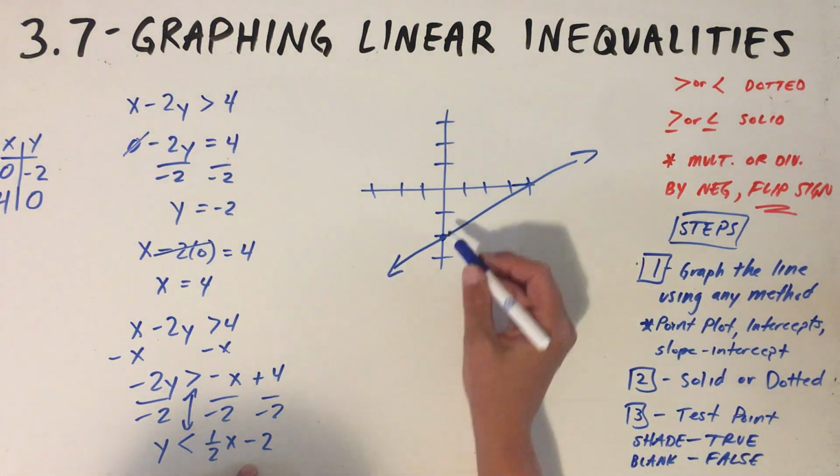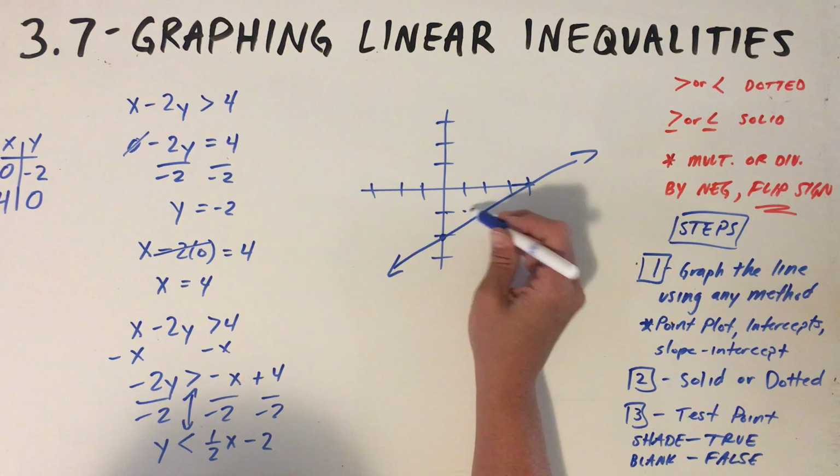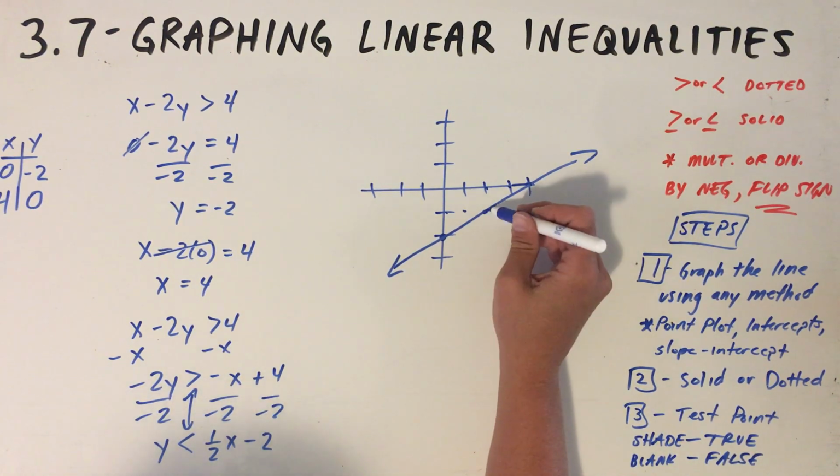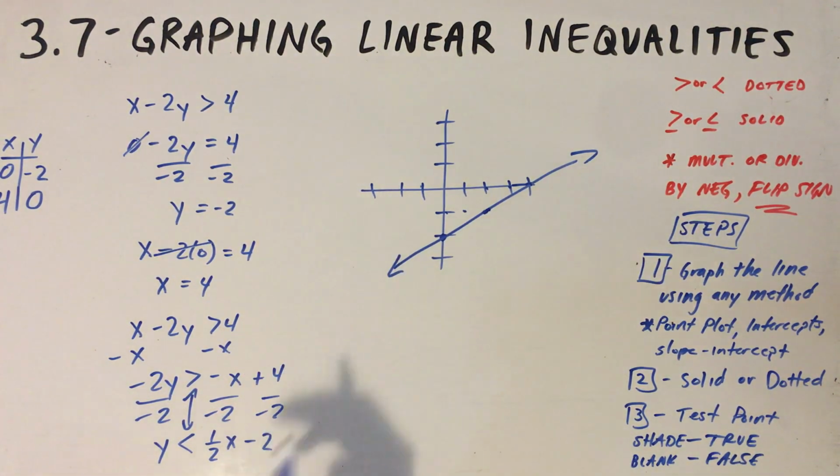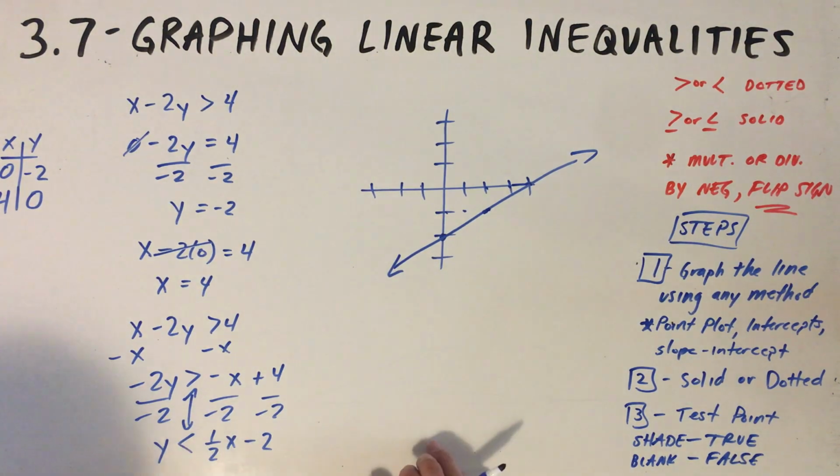I'm going to start at my point (0, -2), and from there I'm going to go up 1 over 2 and up 1 over 2. So you can see that this line would be the same regardless of which method you use to graph this line.